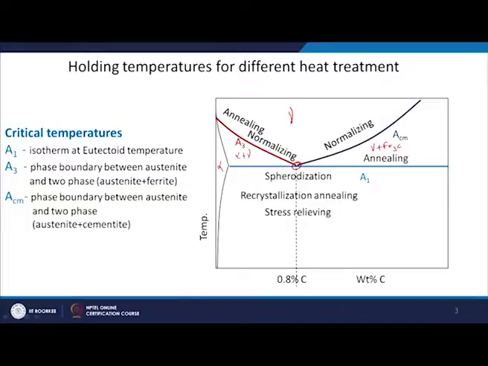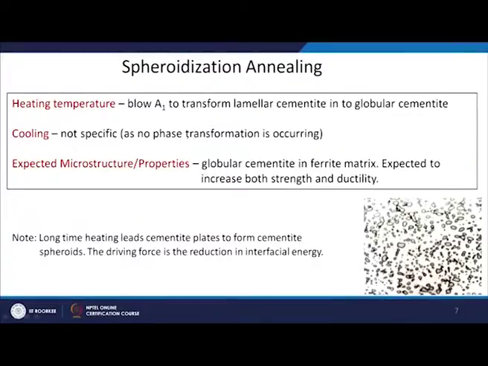If you remember, I will just show you very quickly. This was the spheroidization temperature, we did not cross the A1 temperature. So, there is no phase transformation which has started. Cooling rates are important only when you have a phase transformation. In this case, because we have not crossed into austenite, we are just doing annealing at a temperature below A1. So, cooling is not very important here. No specific cooling rate, you can have faster, you can have slower.